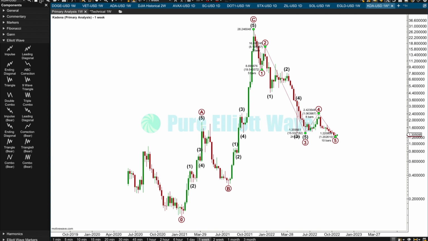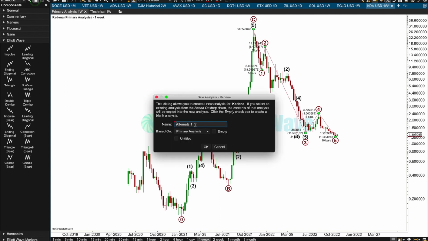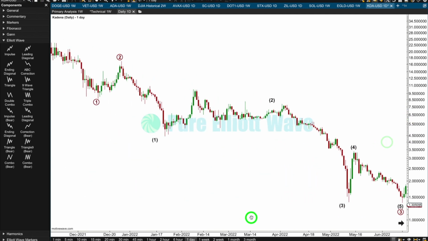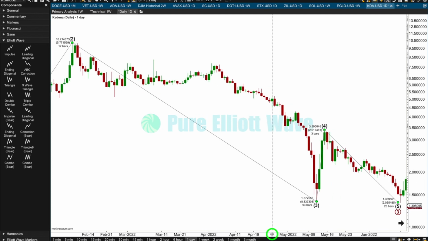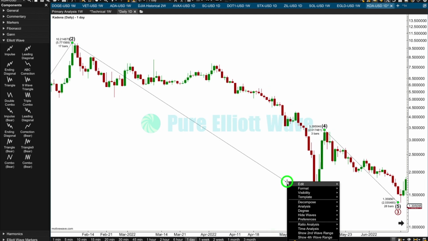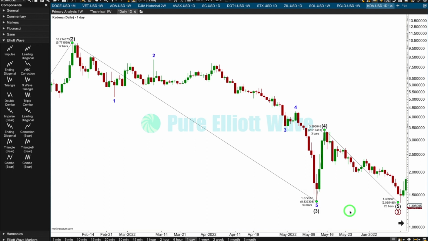Let's save that and create a daily chart from it. And the first thing I want to look at is the structure of intermediate 2. This looks like a triangle. It could have been over here, and intermediate 3 could have been over here. Will that work? Let's check that first. Let's expand that out and have a look. Will the 3rd wave work? Looks like it probably will.